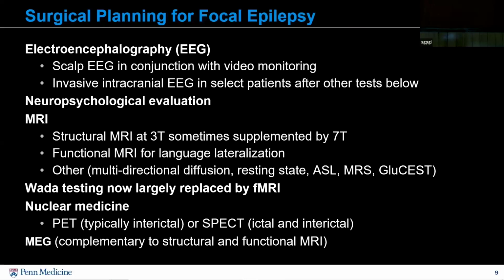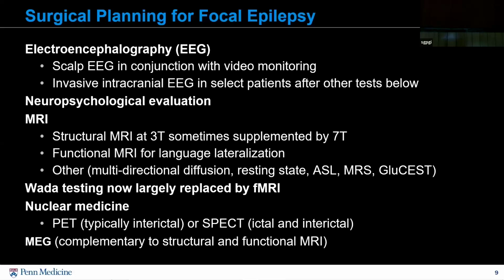Surgical planning for focal epilepsy is a multidisciplinary process that first involves scalp EEG in conjunction with video monitoring and may lead to intracranial EEG for better localization, what my colleague Kate Davis again has called the most invasive diagnostic test in medicine. Planning involves neuropsychological evaluation. MRI, of course, is crucial, and is the point of this talk. For structural imaging, we prefer 3 Tesla over 1.5 and do also use 7T MRI.